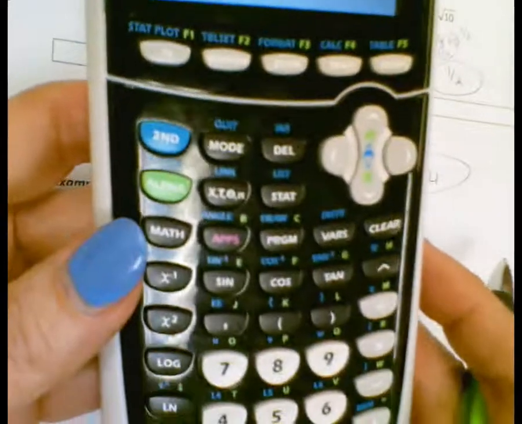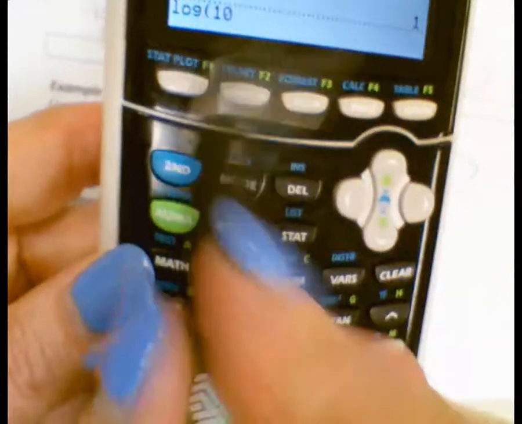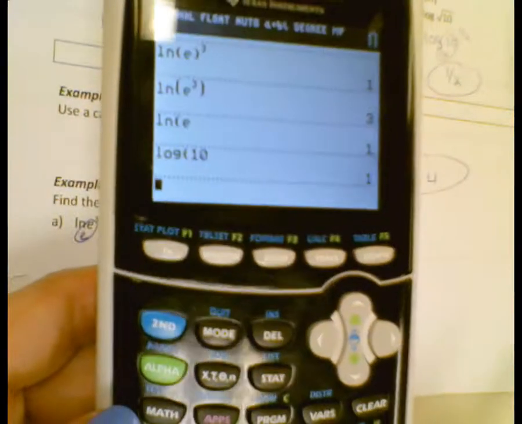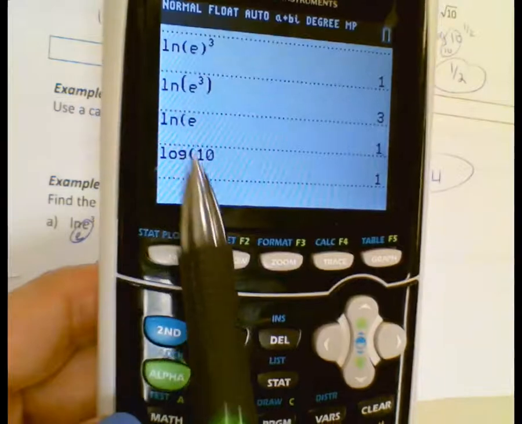Because the e's cancel. Just like this one, log of 10 should also be 1, because there's a base 10, and that's 1. Gosh, you can't see my calculator. So natural log of e is 1, and log of 10 is 1, because this base is 10 and that base is e, and they cancel.